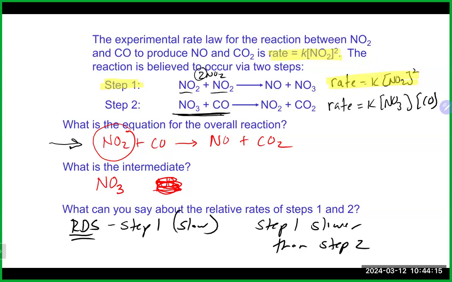So this is what I would classify as one type of mechanism problem where you're trying to figure out what the rate law would be overall. That is also going to be the rate law for the overall reaction because it will equal the slow step in the mechanism. Any questions on that one there?